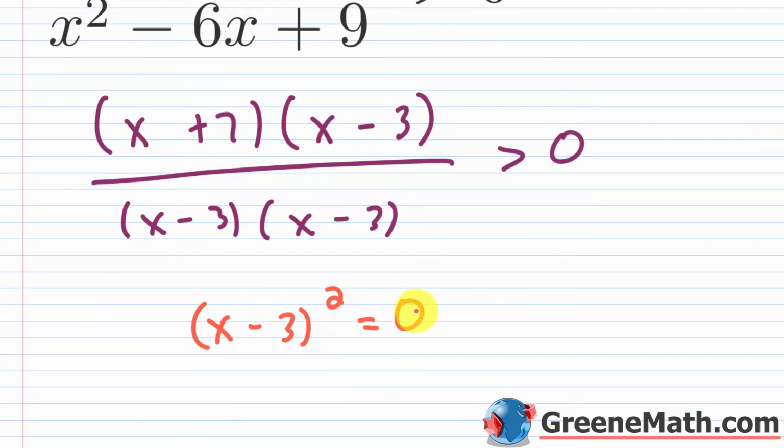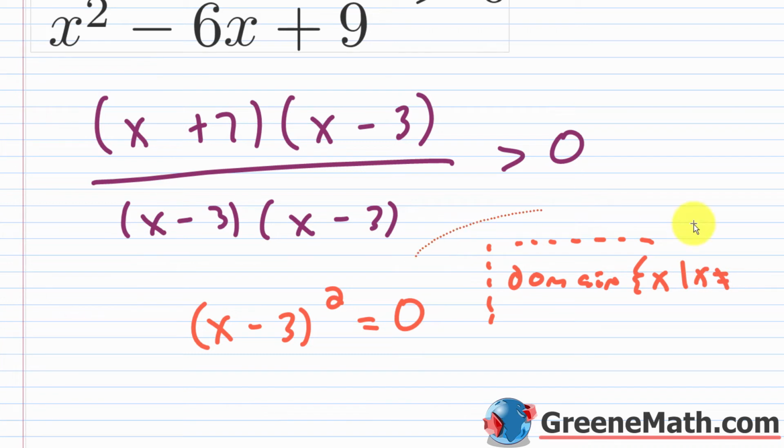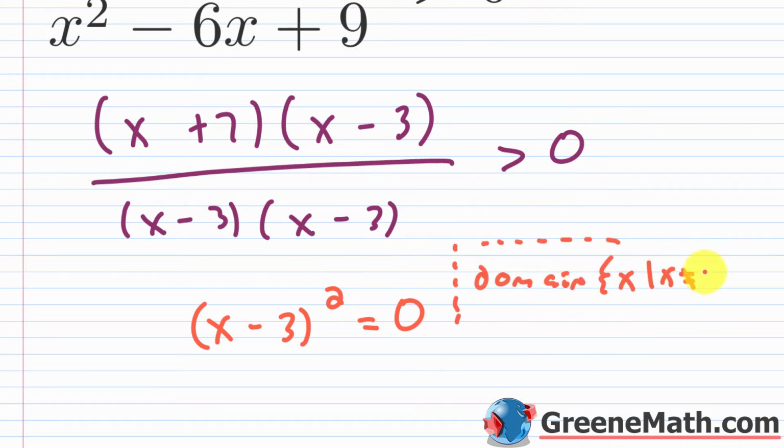And you would want to solve this resulting equation. So this would only be true where x minus 3 is equal to 0, and that's where x is equal to 3. So let me actually write this off to the side so that we have it. I'm just going to say that the domain is going to be the set of all x such that x is not 3.